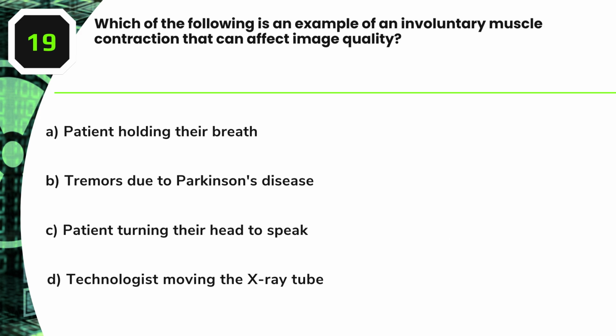Question 19. Which of the following is an example of an involuntary muscle contraction that can affect image quality? A. Patient holding their breath. B. Tremors due to Parkinson's disease. C. Patient turning their head to speak. D. Technologist moving the X-ray tube.